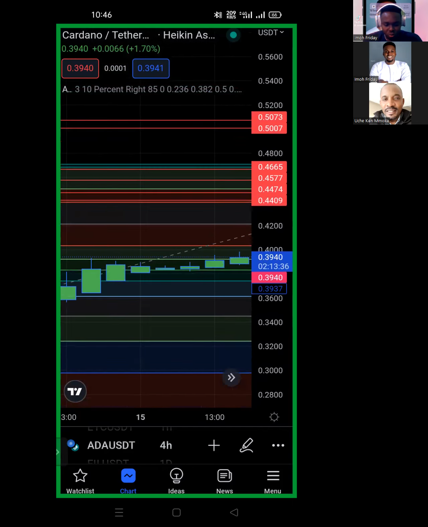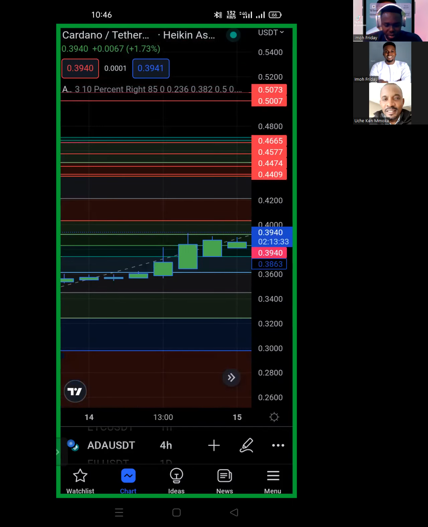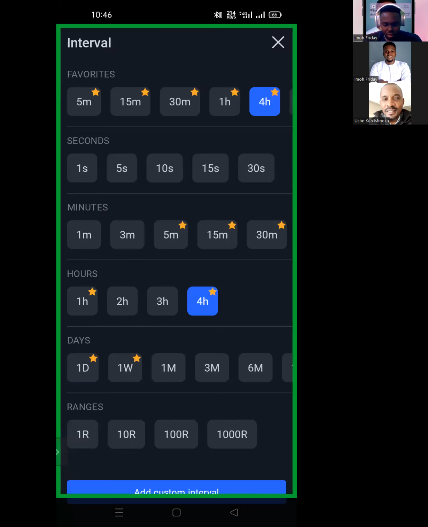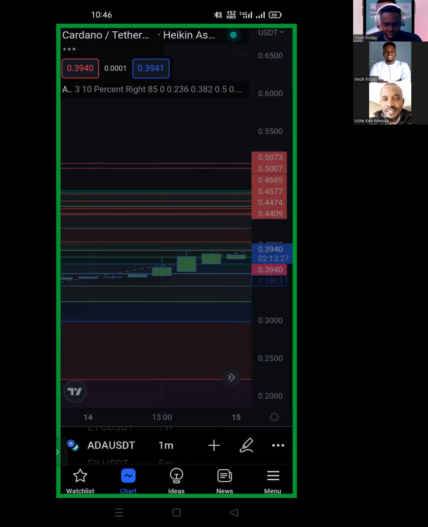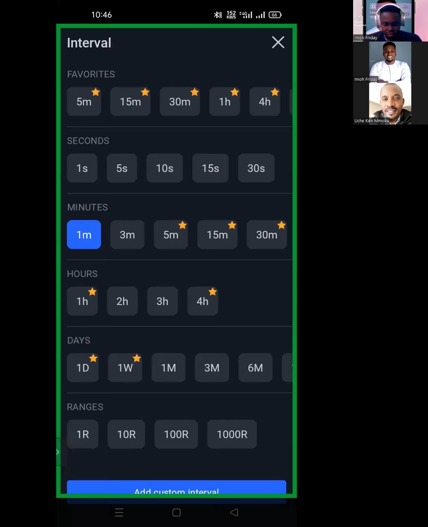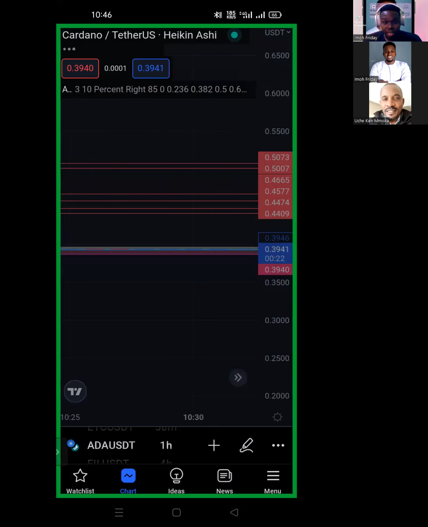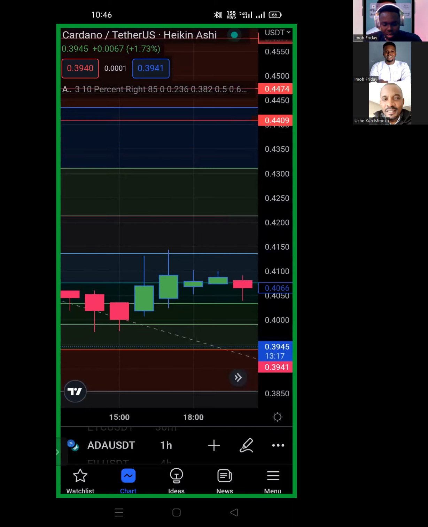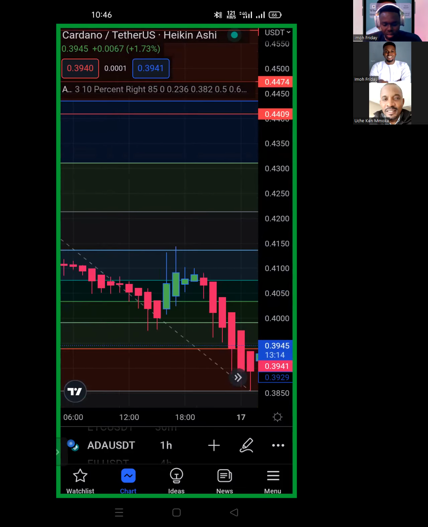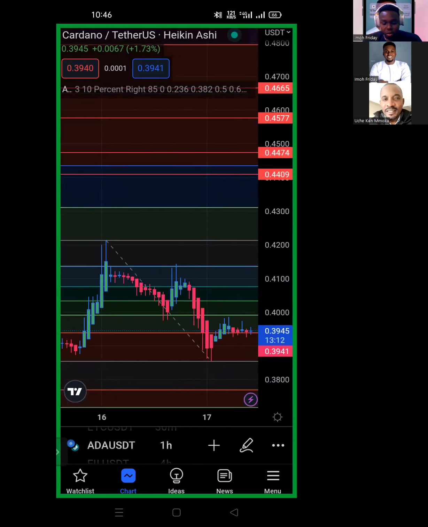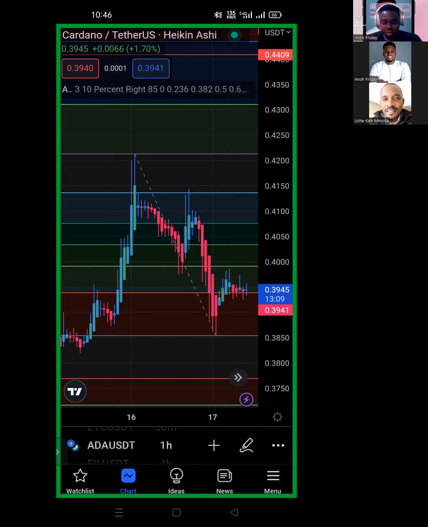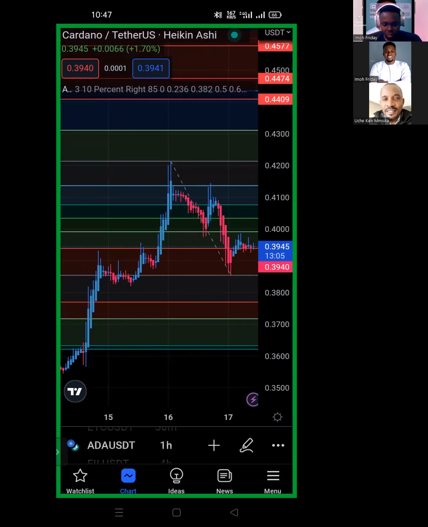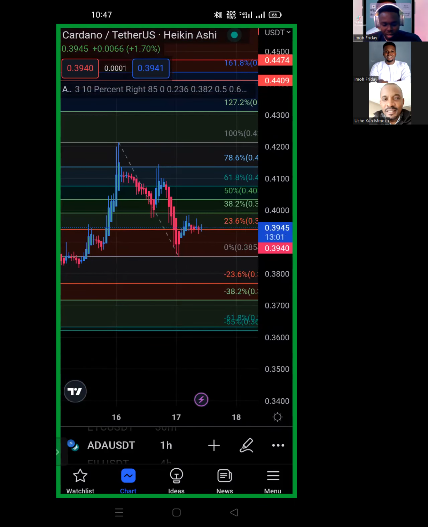So what you want to do, let's say I'm using this 4 hour time frame. Let me make this a 1 hour time frame, guys. Let me expand this so we can see clearly. Now this is your auto Fibonacci retracement, right? This has been marked already from 0% to 100%. You can see the price even broke it down.